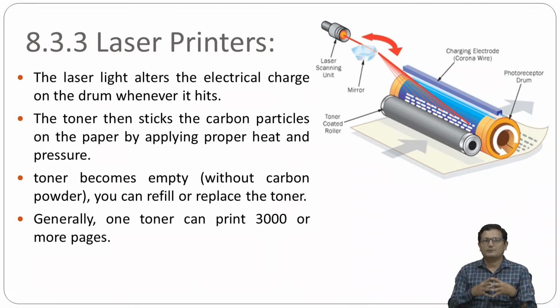Okay, we'll just go through the points. The laser light alters the electric charge which is applied on the drum. The toner then sticks the carbon particles on the paper by applying proper heat and pressure. After some time, the toner becomes empty, the carbon powder runs out. In that case, you need to refill the toner, right. Once you refill the toner, you can again print somewhere around more than 3000 pages, right. Okay, so this is a laser printer.